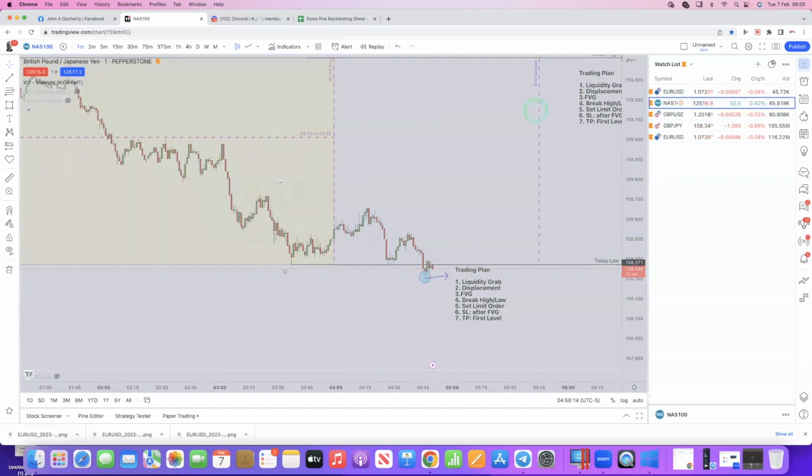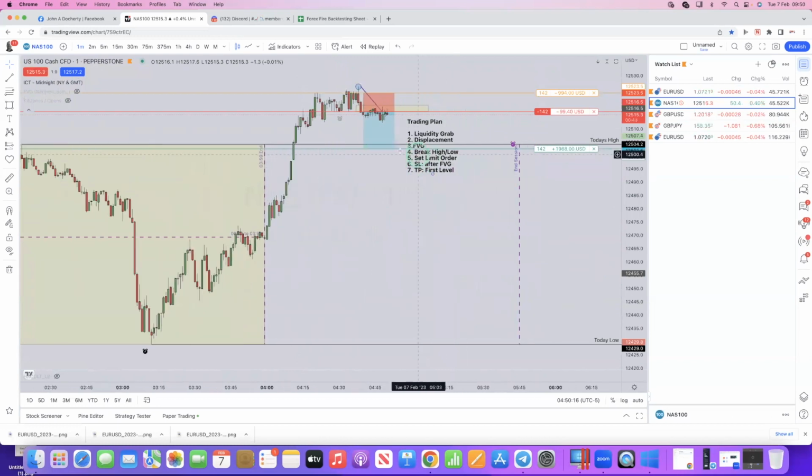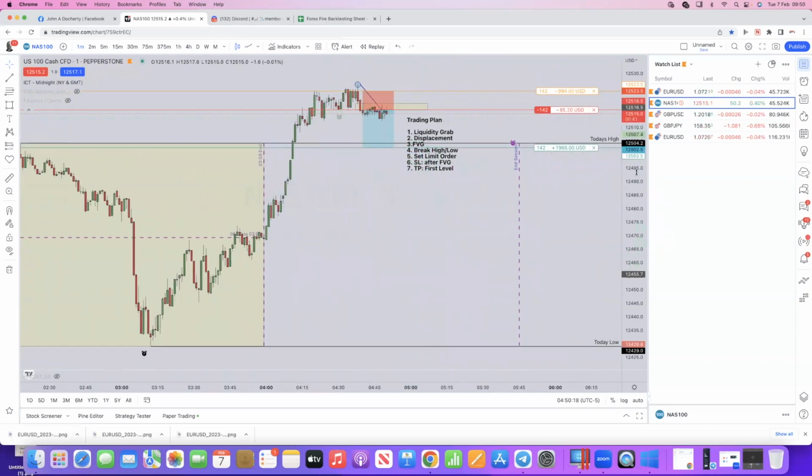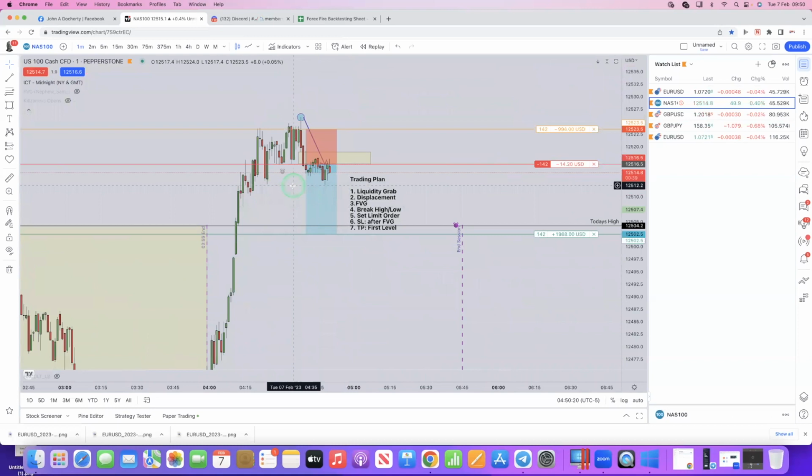On the NAS, we got that on here. We've had some nice profits, to be fair, when you look at the NAS. The NAS has been in some profit at the moment, but now it's hovering between break even and giving us the profit.